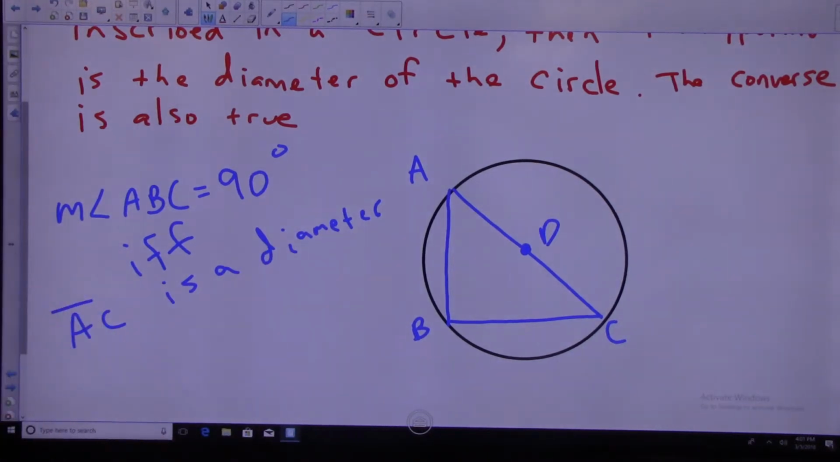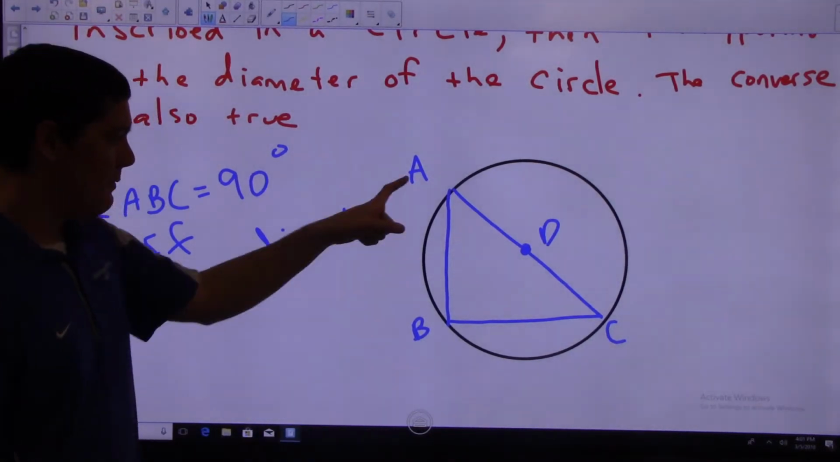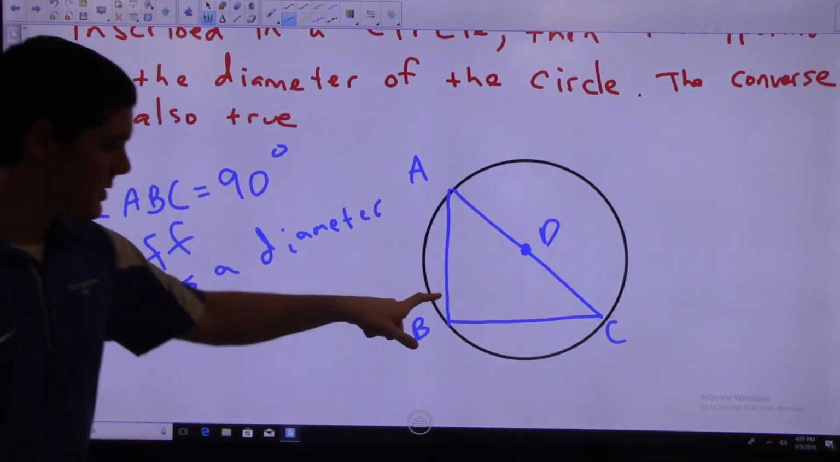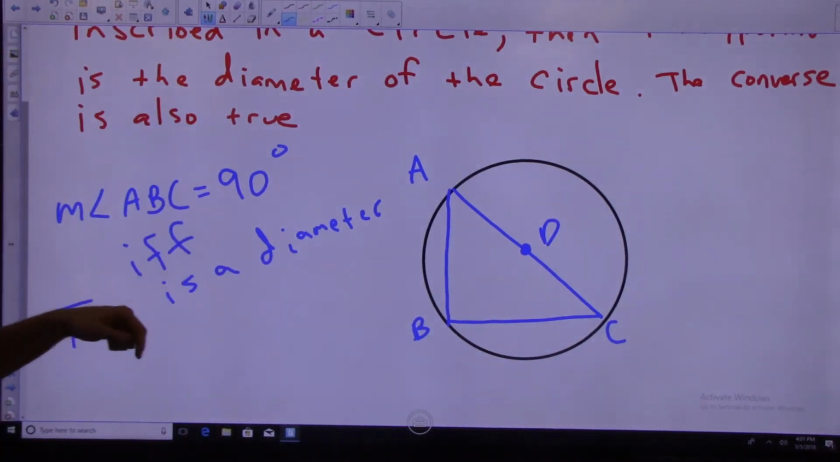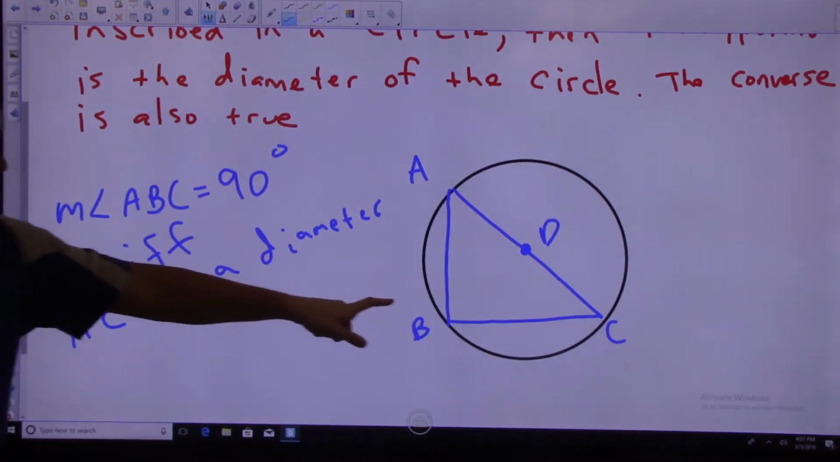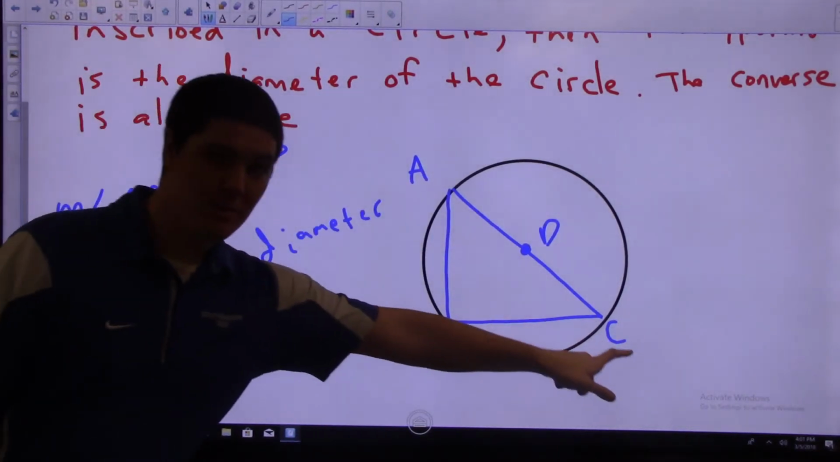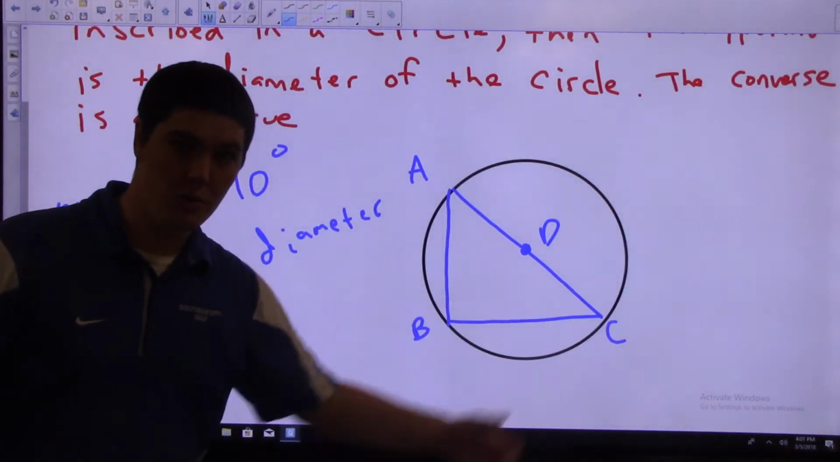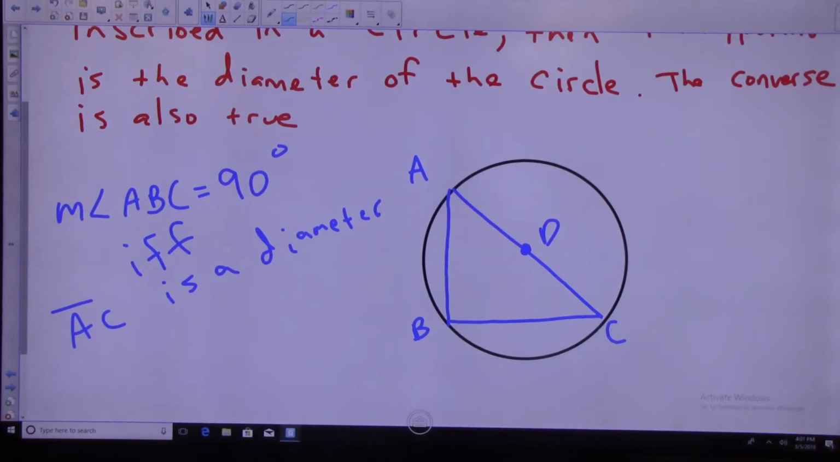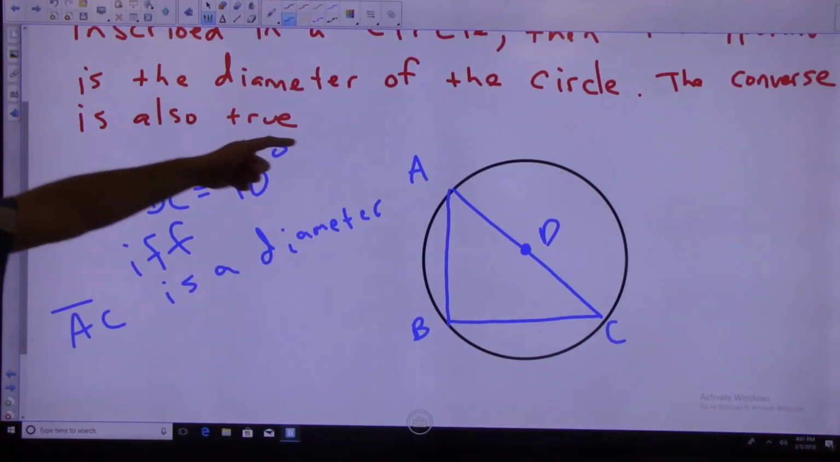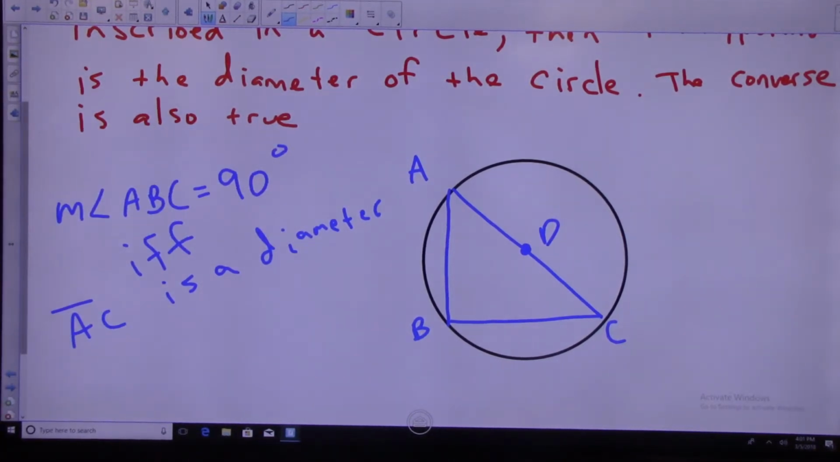You can read this one of two ways. You can say if segment AC is a diameter, then that inscribed angle has to be 90. Or you can read it like this: if that inscribed angle is 90, then that has to be a diameter. Those are the two ways to look at this, so you can read it either way. That's what we mean by the converse is also true. If you flip that and make that statement, that's also true. So hopefully that makes sense.